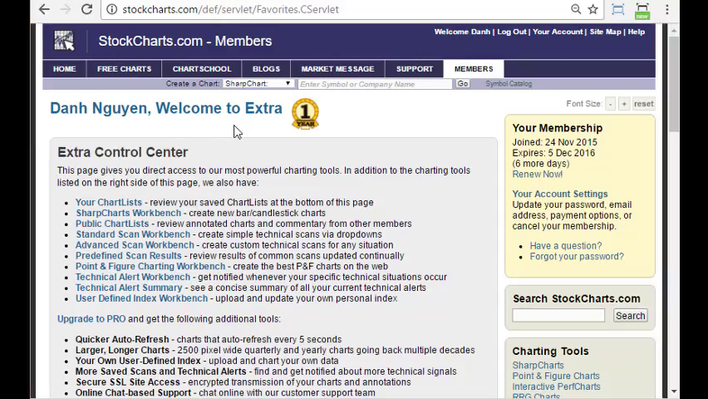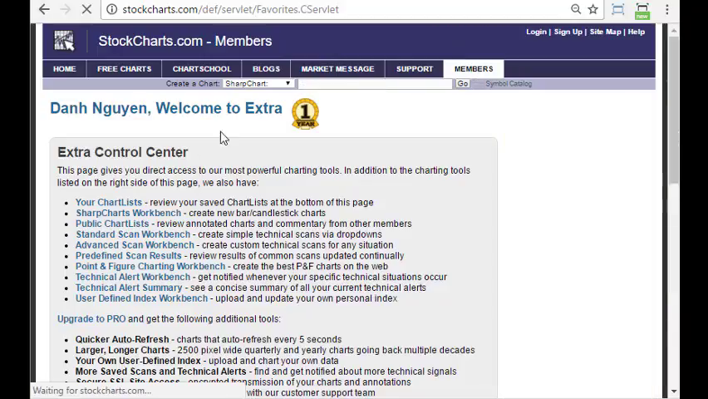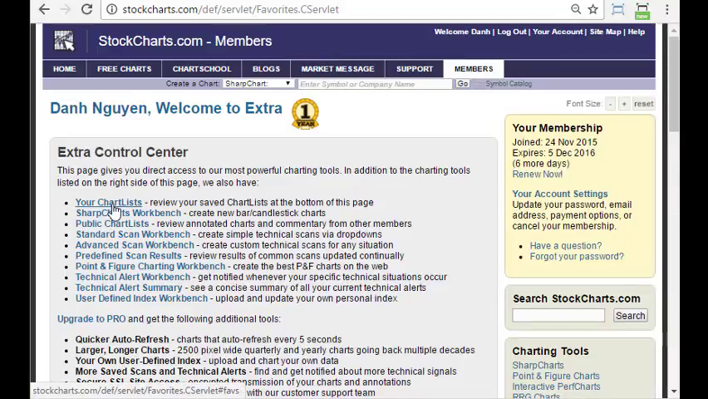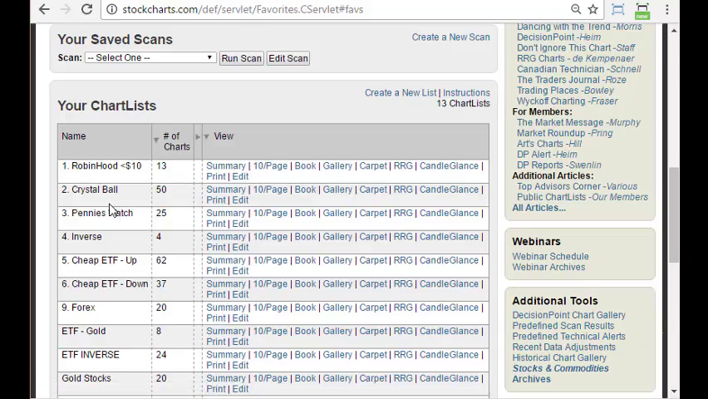So now we're going to go over to stockcharts.com. I'm logged into my account right here. If I go to my members chart list, on the last video I showed you the three criteria I used to screen for new penny stocks, and then put them into the watch list. So I have a pennies watch list right here. There's about 25 of them, and we'll go right on in here.